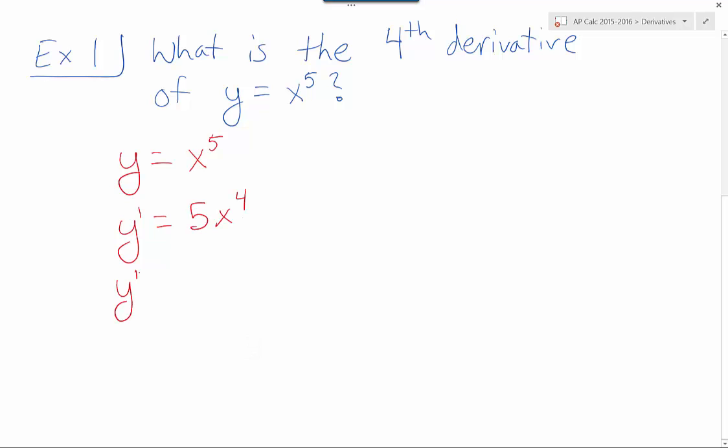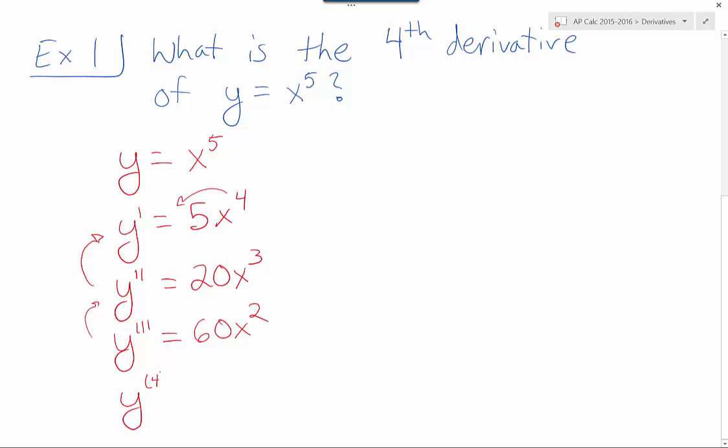For the second derivative, we take the derivative of the derivative. We bring that down, and we get 20x cubed. Then for the third derivative, we take the derivative of the second, which is 60x squared. And then for our fourth derivative, we bring that down and we get 120x. So that's really simple, higher order derivatives. We'll do one more example.